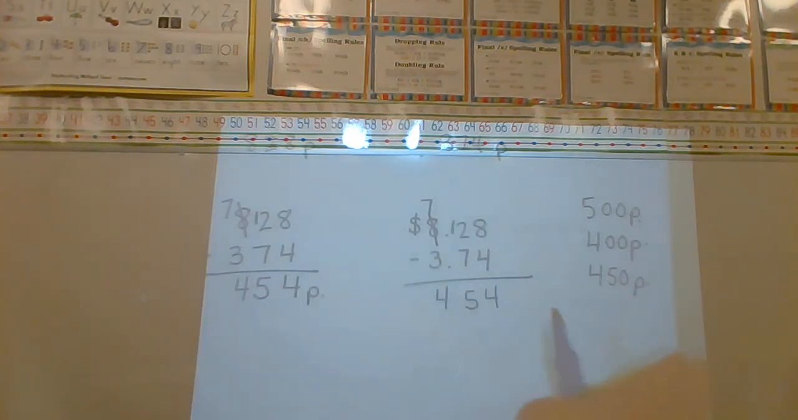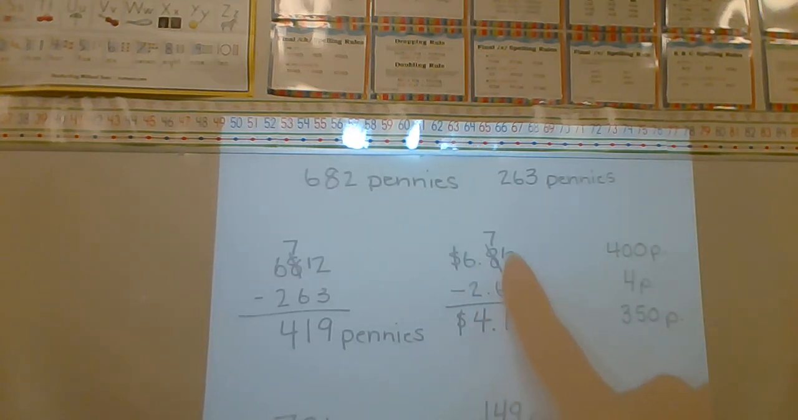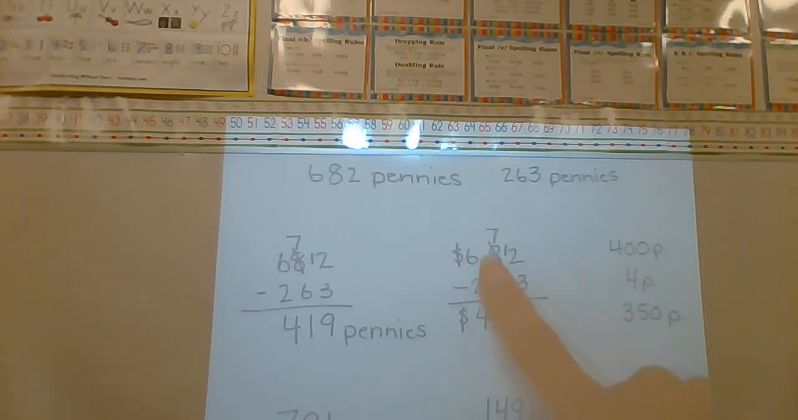If there's a dollar sign and a decimal in your problem, there's a dollar sign and a decimal in your answer. We got it, Mrs. Wilson. Did you put them in? Nice work. Okay, so you will notice here that we needed to go next door and borrow. And remember, the decimal and the dollar sign come straight down. If they're in the problem, they're in the answer, okay?